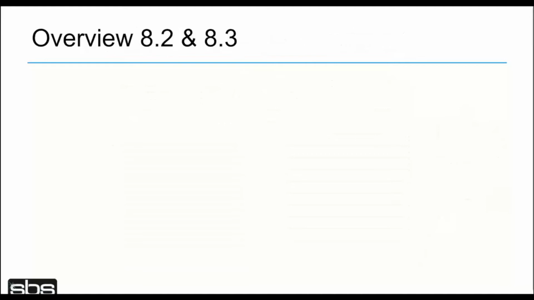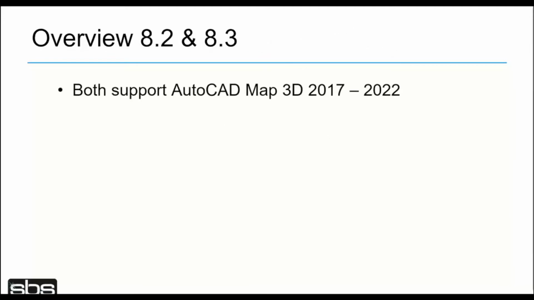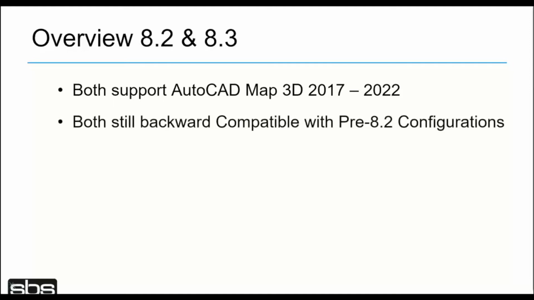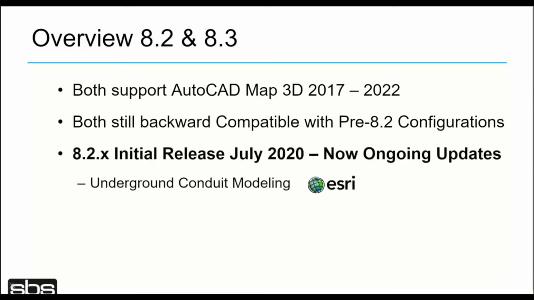So to provide a general overview of what's in those releases, I want to be clear, they both support Map 2017 all the way through the latest 2022 release of Map 3D in AutoCAD. They're both still backward compatible with pre-8.2 configurations. For the 8.2 release, the focus has generally been on a lot of enhancements to underground conduit modeling, and some of that's to better support the ESRI utility network modeling.